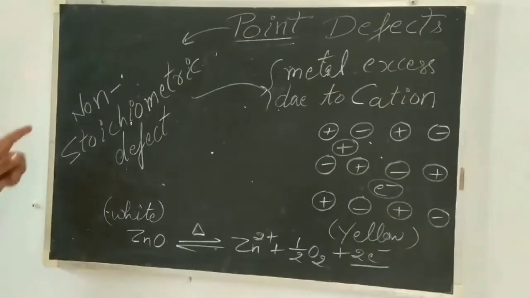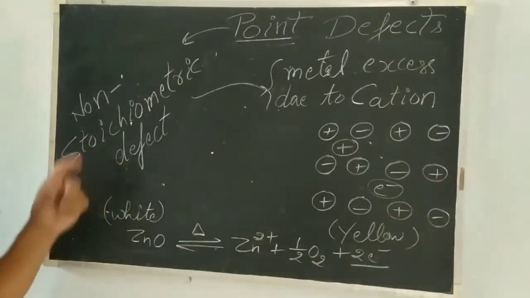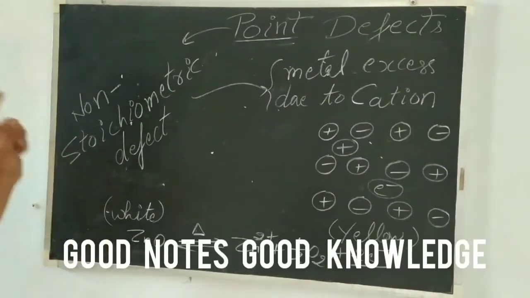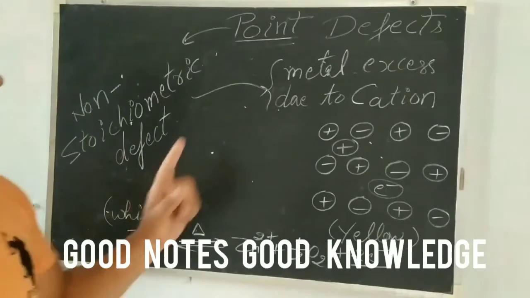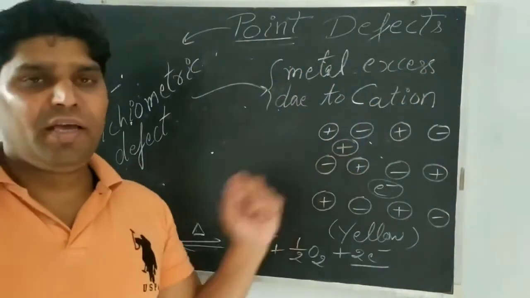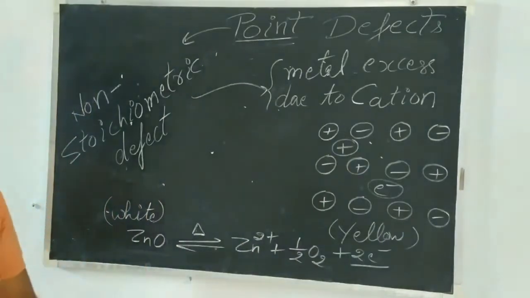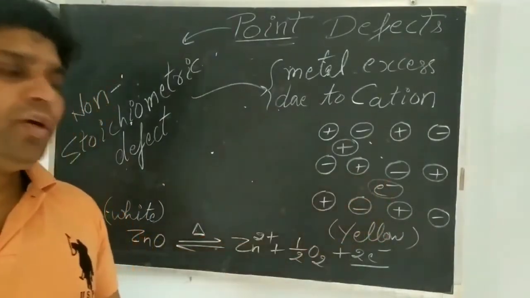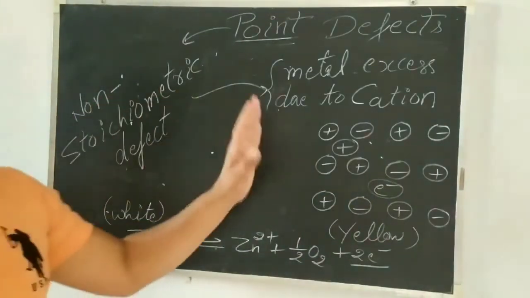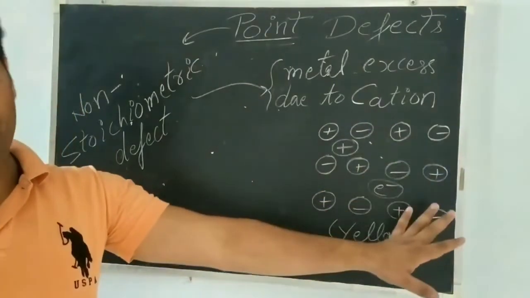Second type of non-stoichiometric defect, in which the molecular formula changes and the anion to cation ratio changes: metal excess defect due to cation. In this case, some extra cations are present in the interstitial sites along with free electrons to maintain a neutral crystal. Remember, these defects also exist in ionic compounds.